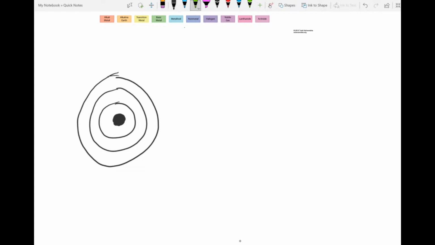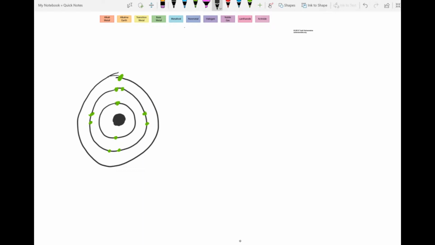And so again, from here, you just use the rules that we've talked about before. You only have 2 electrons in the first shell. In the second shell, you have 8, so that's 3, 4, 5, 6, 7, 8, 9, 10. And then because sodium is a group 1 element, it only has 1 valence electron, and so that 11th electron goes on the outside, and there's your singular valence electron.